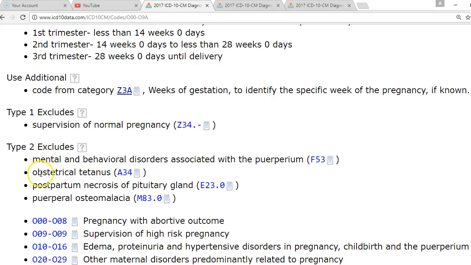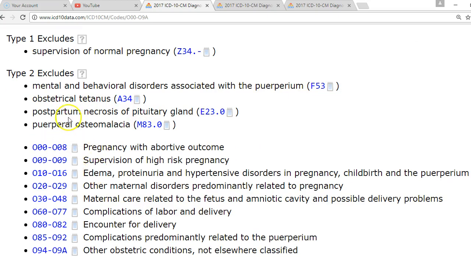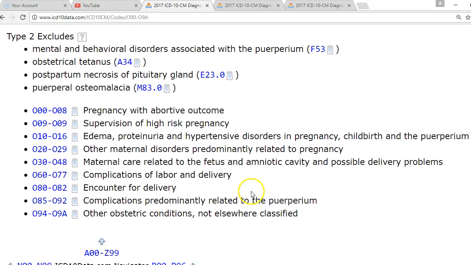What does it exclude? Mental and behavioral disorders associated with the puerperium sends you back to F53. Obstetrical tetanus sends you back to A34. Postpartum necrosis of pituitary gland, E23.0. So again, back to endocrine. And puerperal osteomalacia, M83.0, musculoskeletal. So the rest of these code categories are what our O codes are made of.